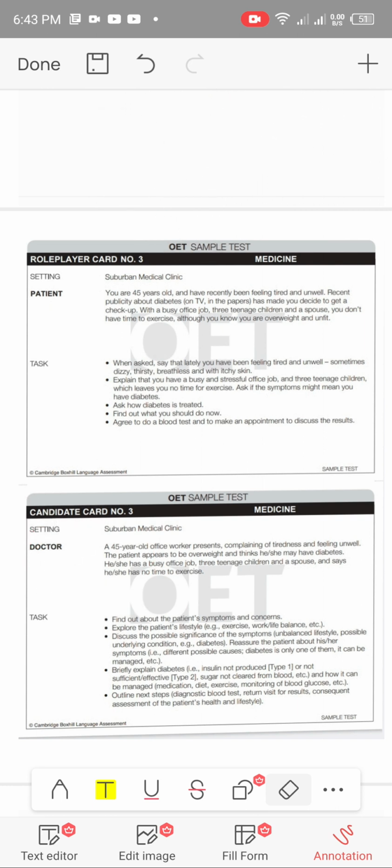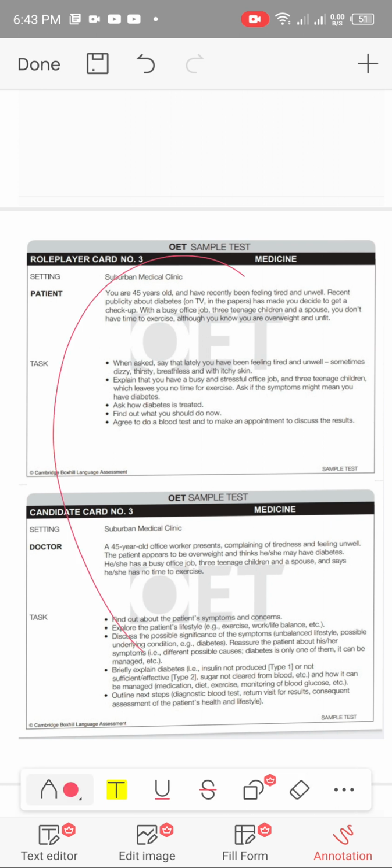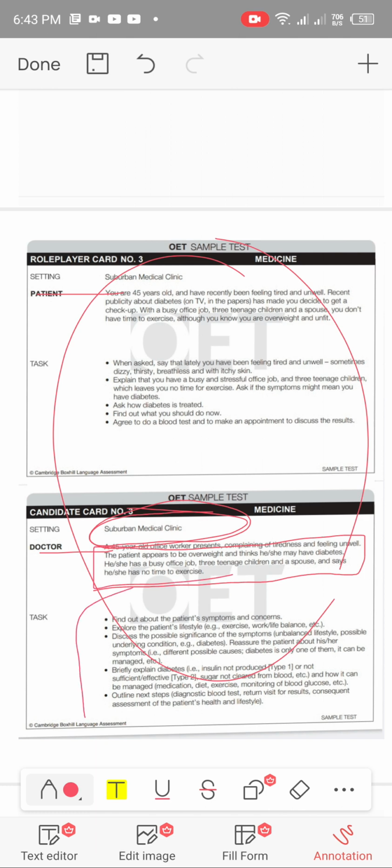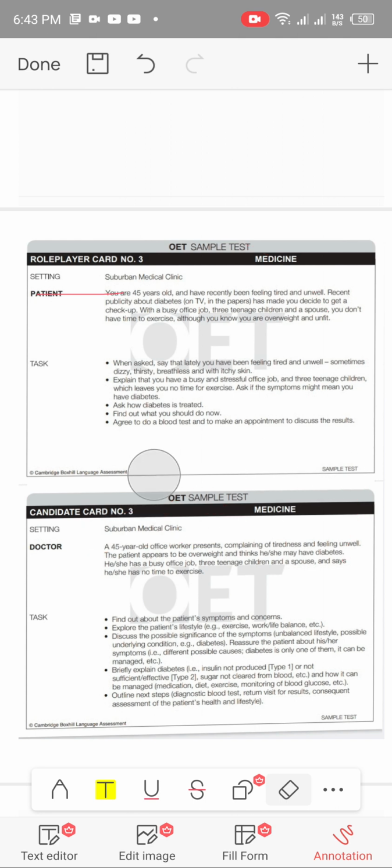Now, this is how a cue card looks. That is in front of you. That's one of the patients, the other is of the doctor. You can see above here is the setting. It's a medical clinic or the GP or whatever, and then you have a scenario, and then you are given the points over here. This is how a cue card actually looks.